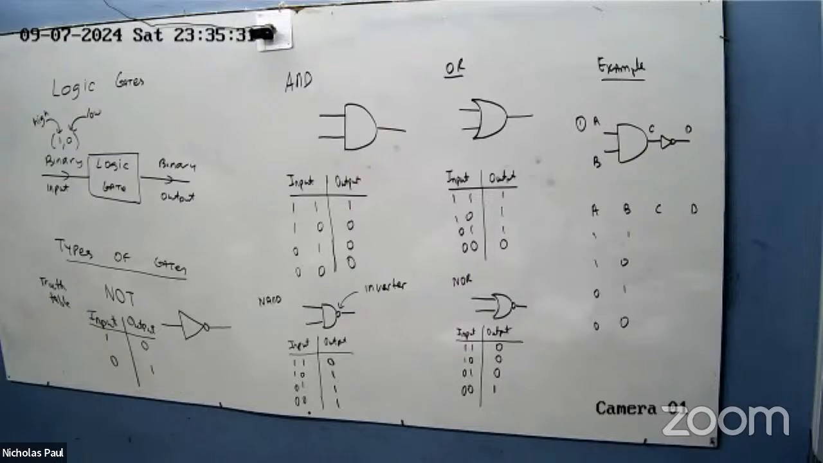The example there is something called a combination circuit. We put more than one logic gate together. So I want to show you how to use it, how to fill the table out. Take a picture.